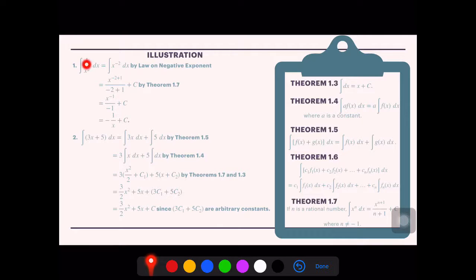So with this law, 1 over x squared is the same thing as x to the power of -2. Now it's clear for us that we can actually use theorem 1.7 because we have an exponentiated term. Applying theorem 1.7, the exponent -2 will be added by 1, and our exponent -2 plus 1 will be our denominator this time. And don't forget, we still have plus c there.